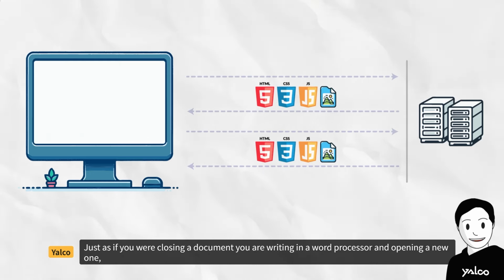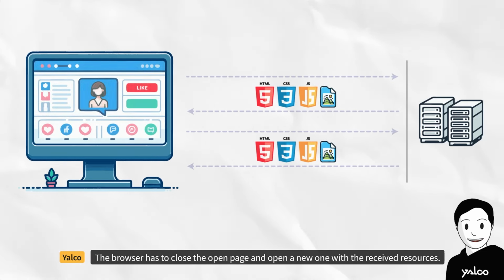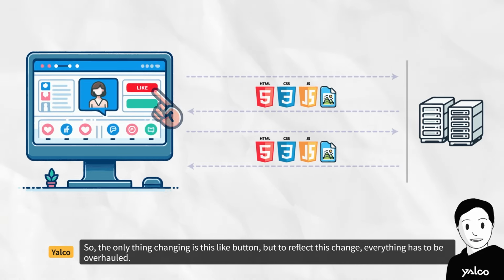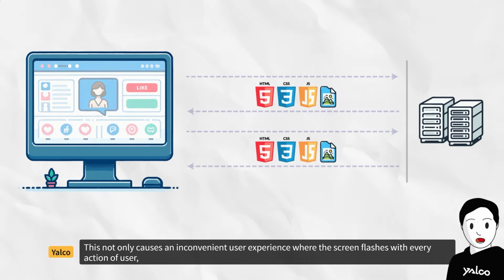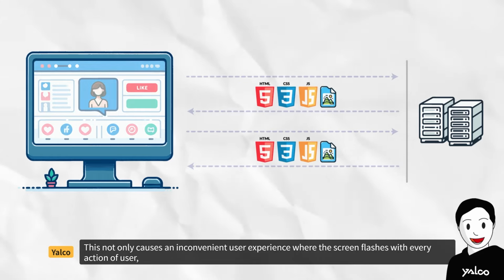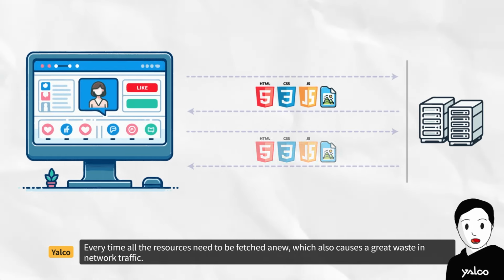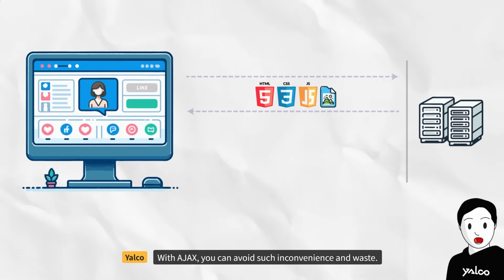Just as if you were closing a document you are writing in a word processor and opening a new one, the browser has to close the open page and open a new one with the received resources. So the only thing changing is this like button. But to reflect this change, everything has to be overhauled. This not only causes an inconvenient user experience where the screen flashes with every action of the user, but every time all the resources need to be fetched anew, which also causes a great waste in network traffic. With Ajax, you can avoid such inconvenience and waste.